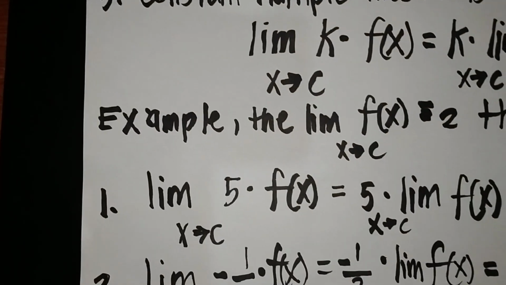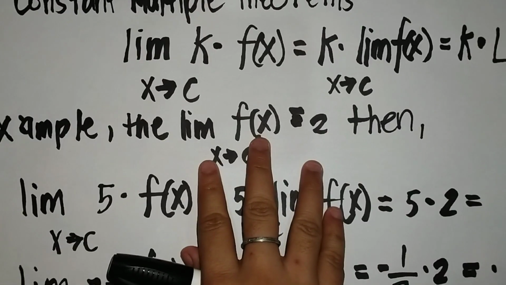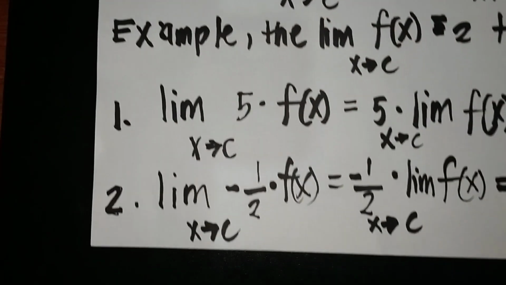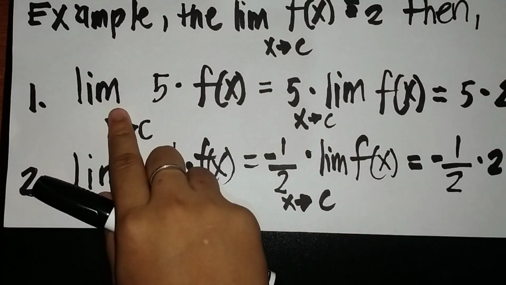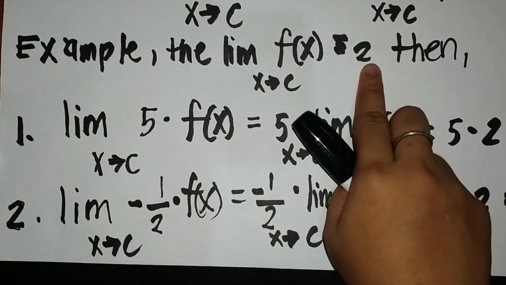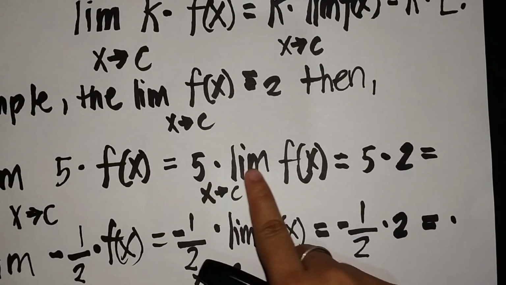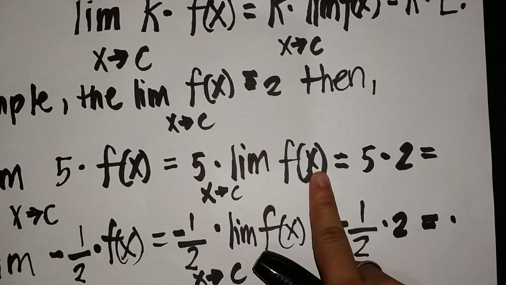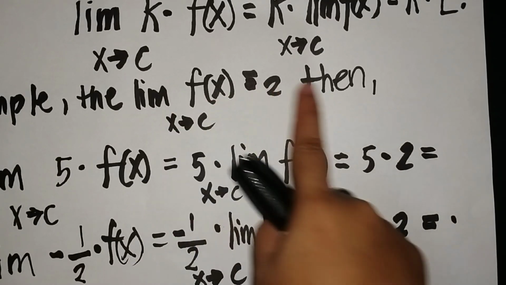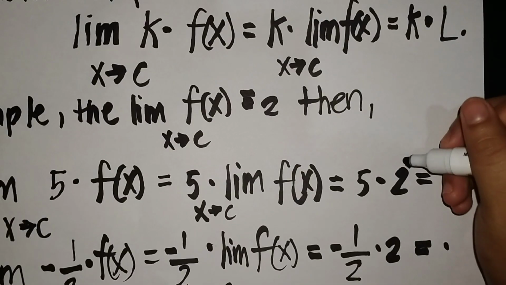In this example, we let the limit of f of x as x approaches c be equal to 2. Then if we have the limit of 5 multiplied by f of x, we have 5 multiplied by the limit of f of x. As we have noted here, the limit of f of x is equal to 2. So we have 5 multiplied by 2, which is equal to 10.